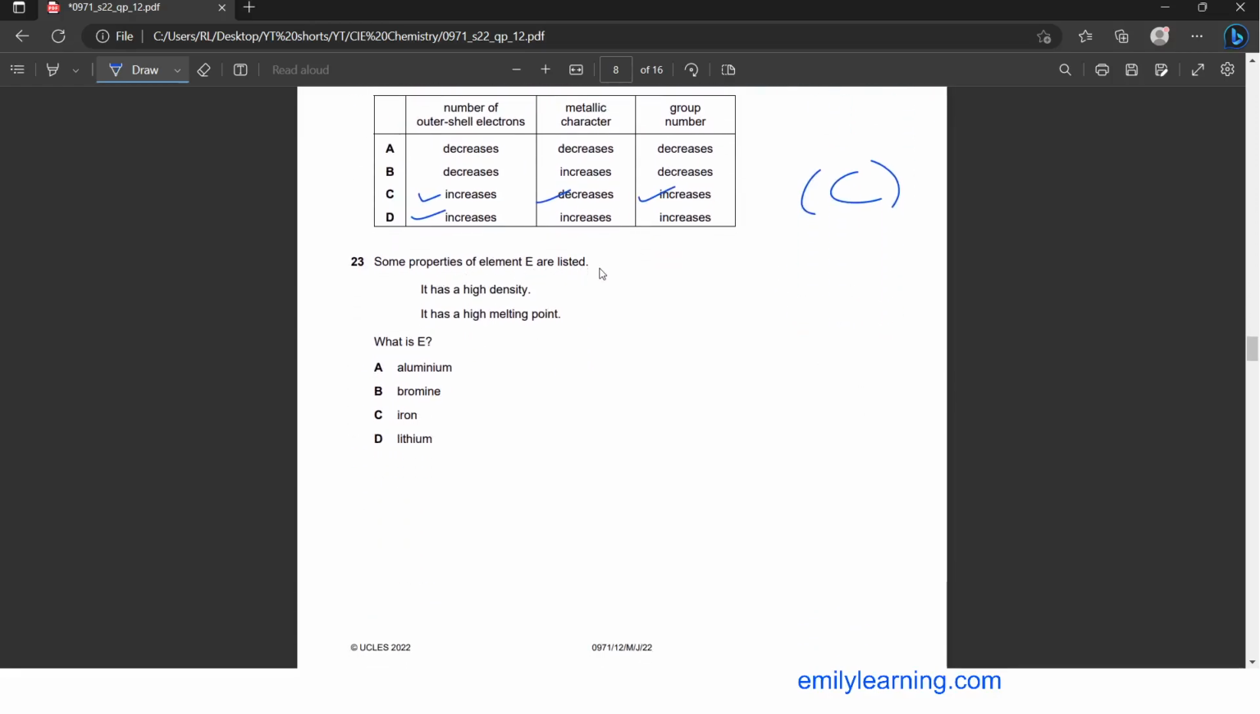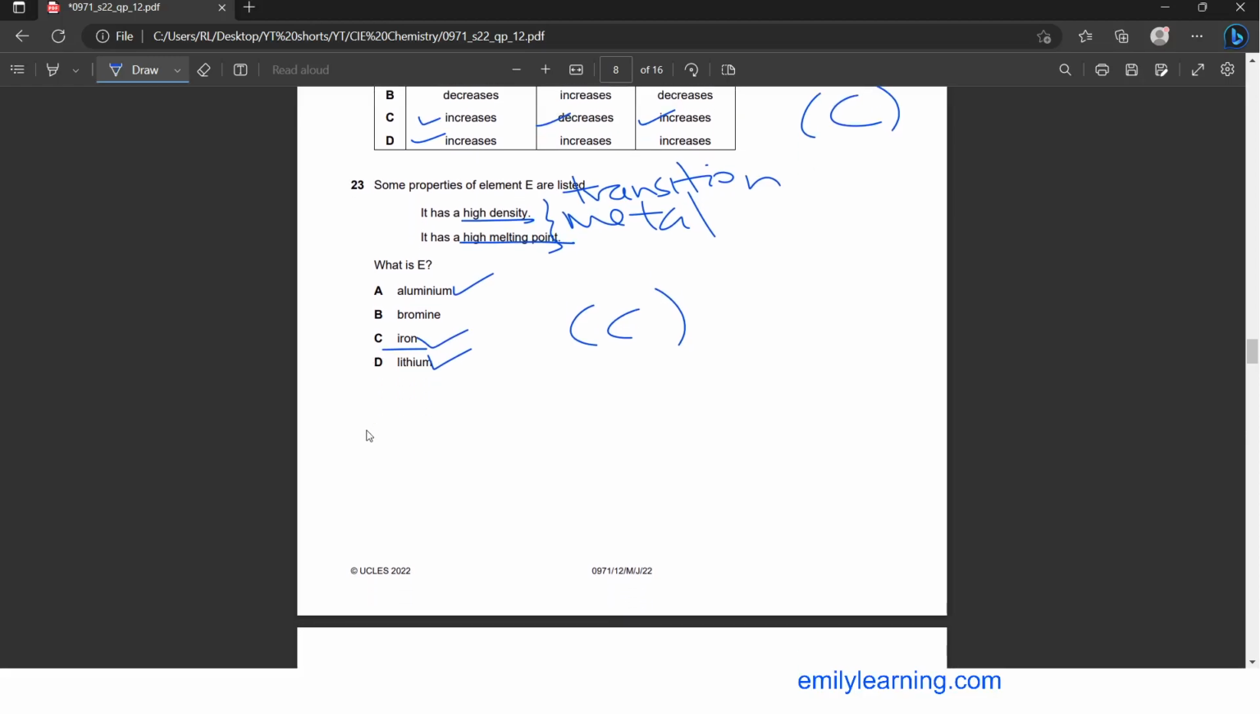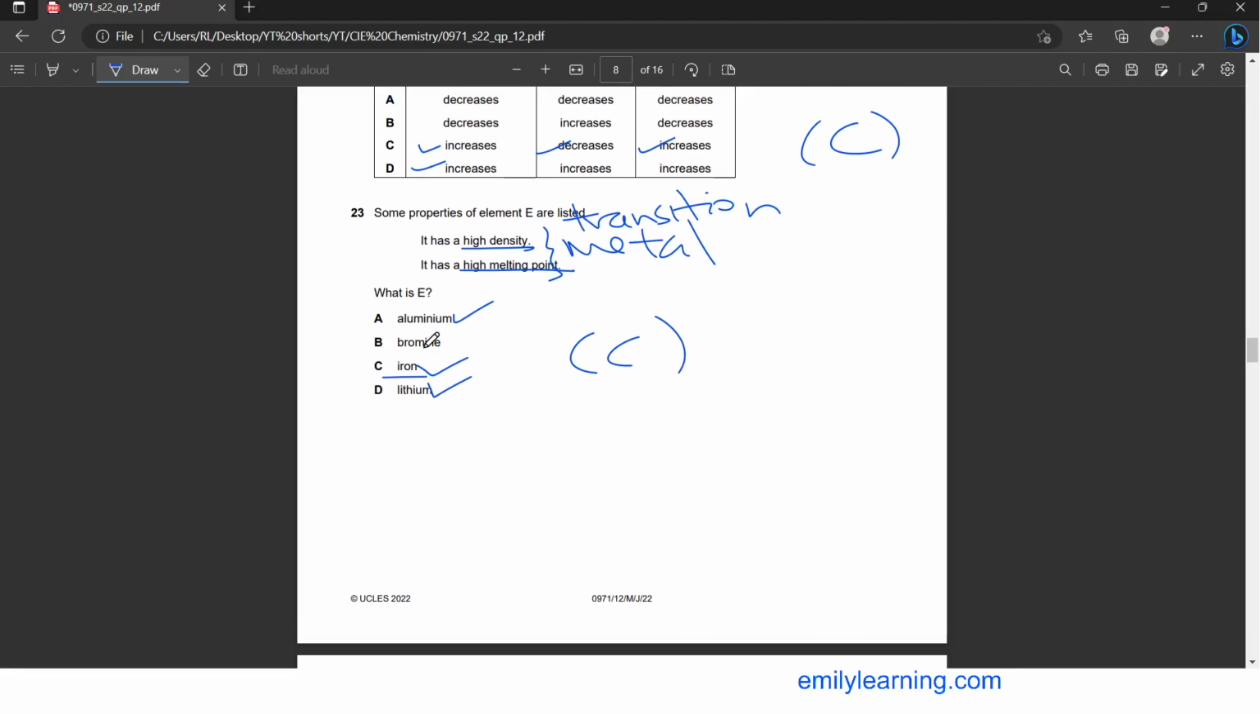Next, some properties of element E are listed. So it has a high density, high melting point, so very likely it is a transition metal. Or it can also be aluminum. So basically we know that it is likely to be a metal. Therefore, of these three metals, only iron is a transition metal, so the answer is C. Aluminium has a low density, lithium also has a relatively low density, and it also has a lower melting point compared to other metals. So the answer is C for 23.